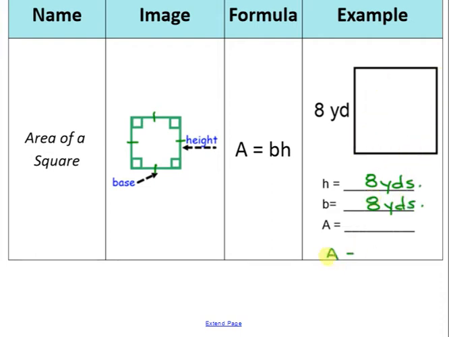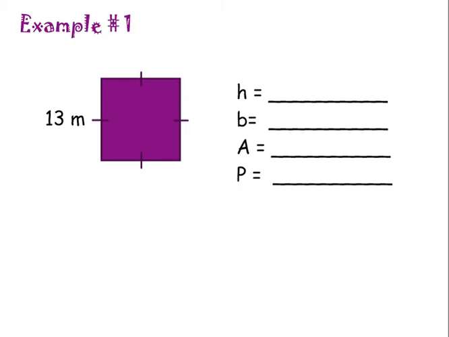So let's calculate our area. Area equals base times height. Area equals 8 times 8. Area equals 64. But my complete answer is 64 yards to the second power, because yards times yards is yards to the second power, or yards squared. All right, so let's move on to some actual examples here.